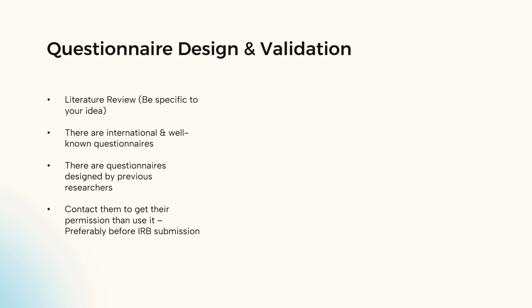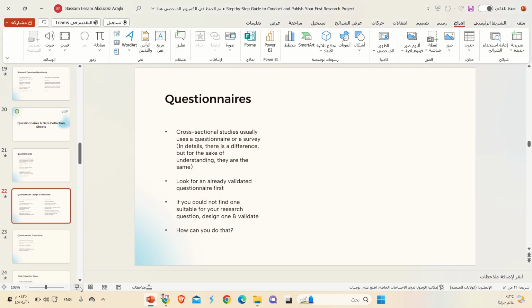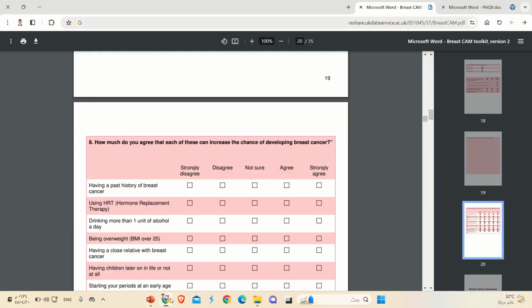So just contact them and obtain their permission to use it for your study, preferably before you submit for an IRB submission. Why is it important to ask for permission? Because sometimes you would use their questionnaire and you would reach the publication stage, then the authors of those studies will say, no, we did not give our permission to use it. So it's always better, just to be safe, to ask for permission. So how can you validate a questionnaire? Before we go to the validation process, let's go to how you can design it.